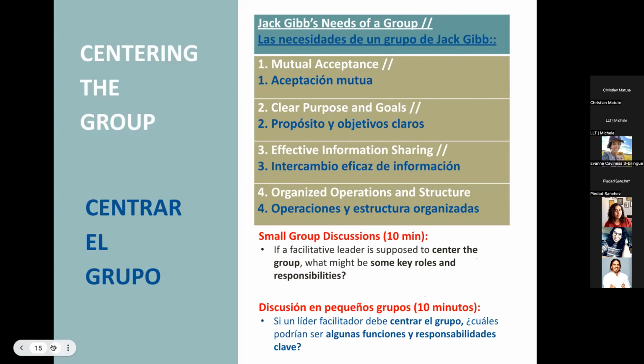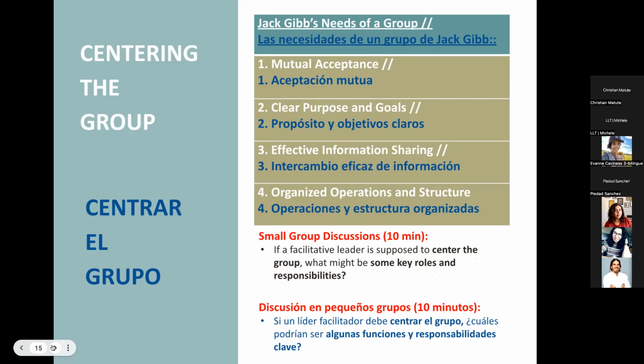And what I'd like you to do is, and Leslie's reminding us, please put a 1, 2, or 3 in front of your name, depending on if you are Spanish dominant, English dominant, or bilingual. And we can make sure you're in a group where you can communicate fully. So what you will do in your small groups is talk about this question. If a facilitative leader is supposed to center the group, what might be some key roles and responsibilities?